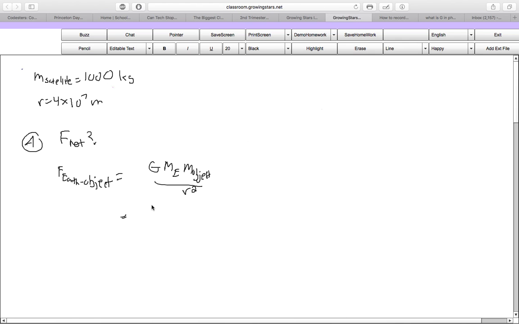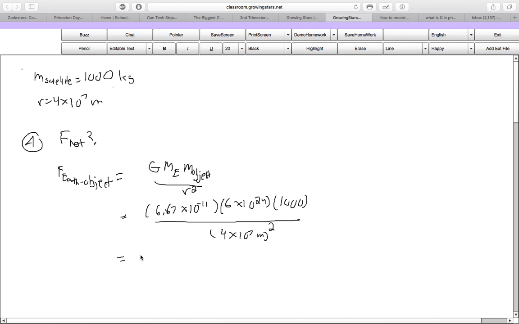So simply here we know that G is a constant, which is 6.67 times 10 to the negative 11th. And then we know the mass of the Earth is 6 times 10 to the 24th, the mass of the object is 1,000, and then we have r, which is 4 times 10 to the 7th meters, squared. And this comes out to be 250 newtons. The net force is equal to 250 newtons.